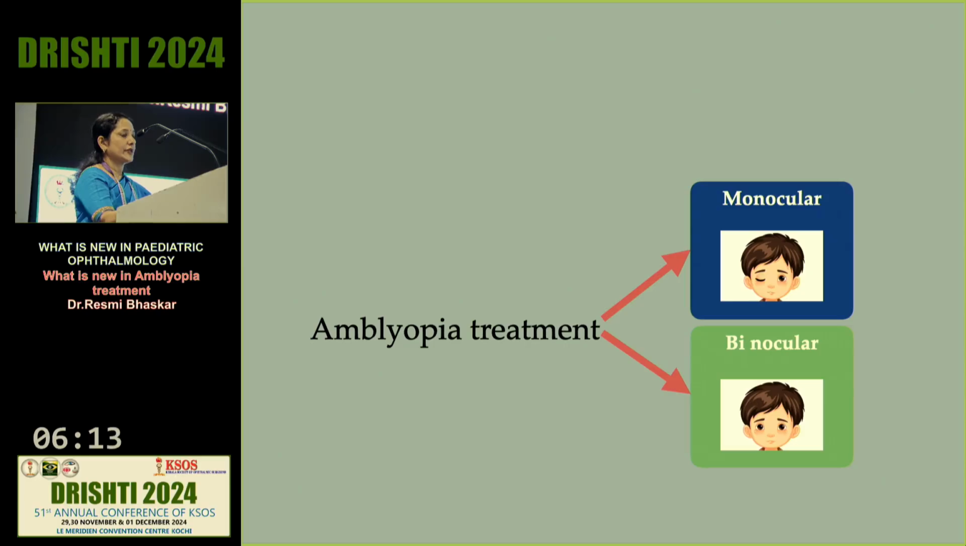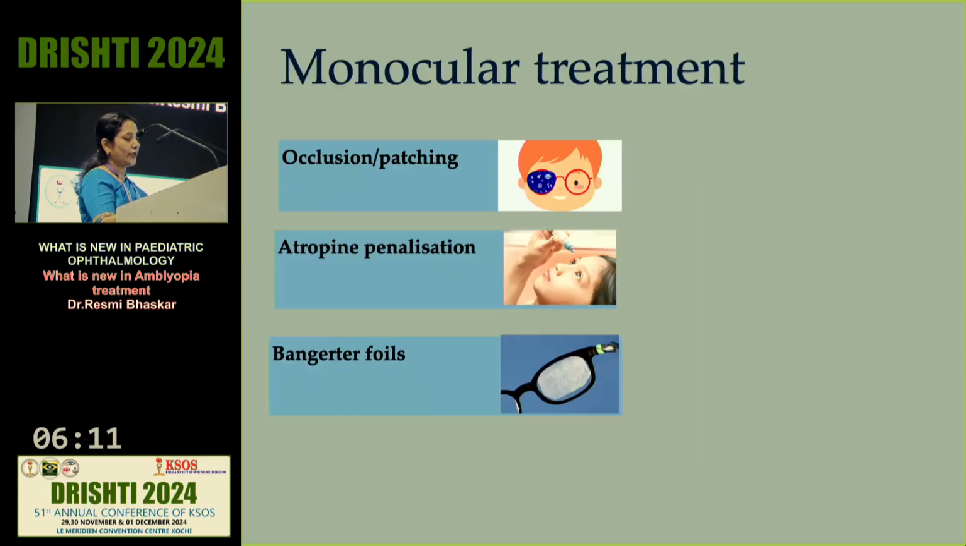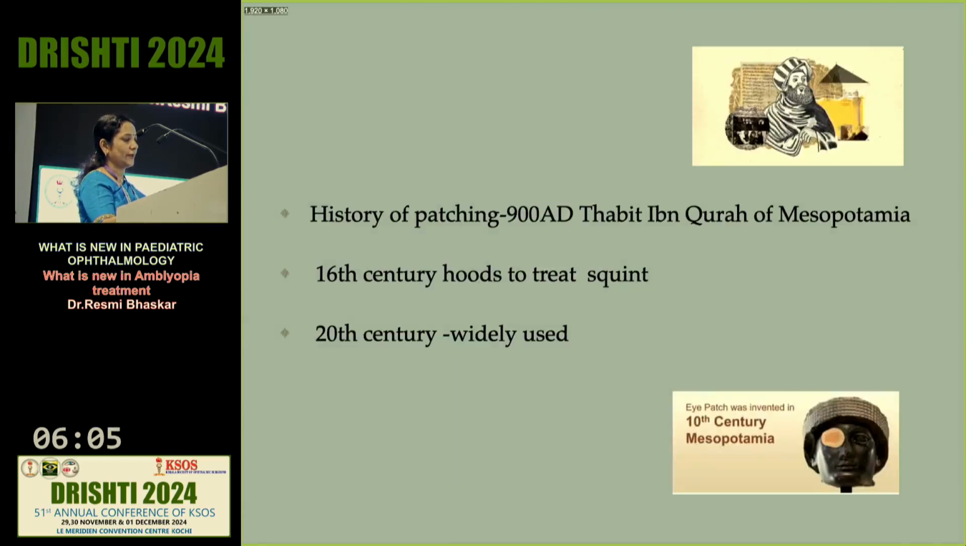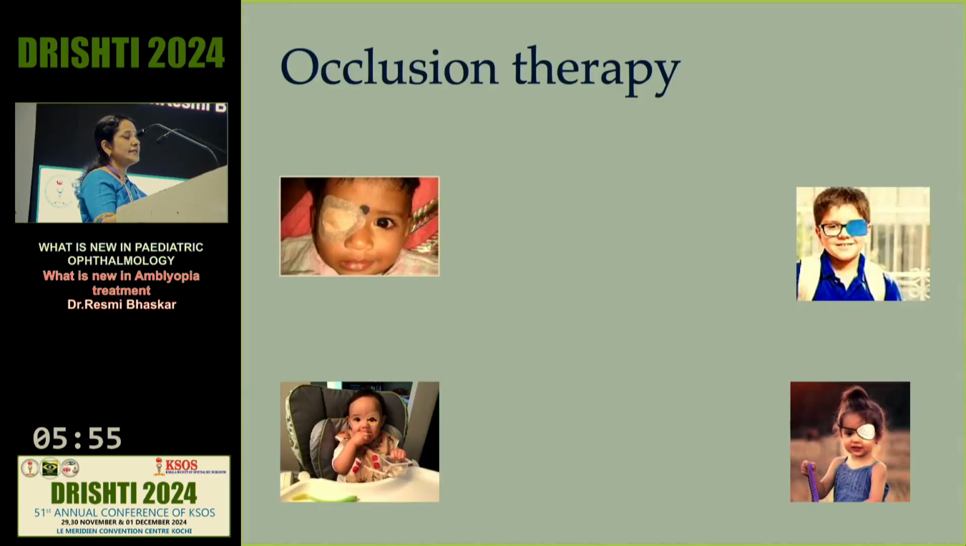Coming to amblyopia treatment, we can divide it into monocular or binocular. Monocular treatment, what we know, is occlusion or patching, atropine penalization, and Bangerter foil. Regarding the patching history, it starts from around 900 AD, and it has been continuing from the 16th century for treatment of squint. And till now, patching or occlusion therapy is the main important thing for all patients for amblyopia treatment.